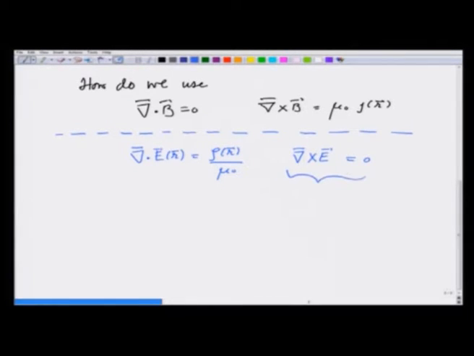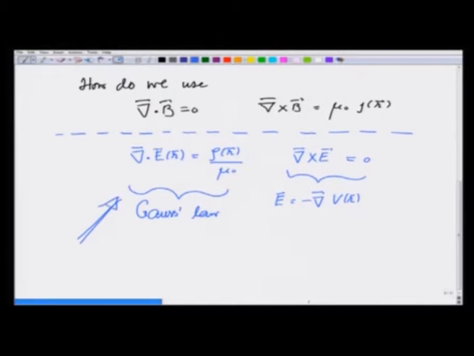For example, the curl point allowed me to define a potential V r such that E was minus gradient of V r. This equation is known as Gauss's law, its differential form in particular, or Poisson's equation, and in certain symmetric situations one could use this equation to get the electric field. For example, for a point charge, or for a uniformly charged sphere, or for a uniformly charged cylinder, one could use Gauss's law here to calculate the electric field.